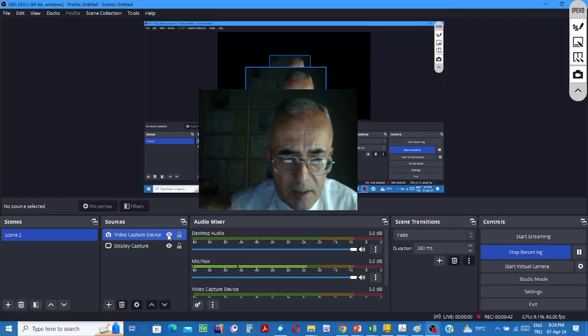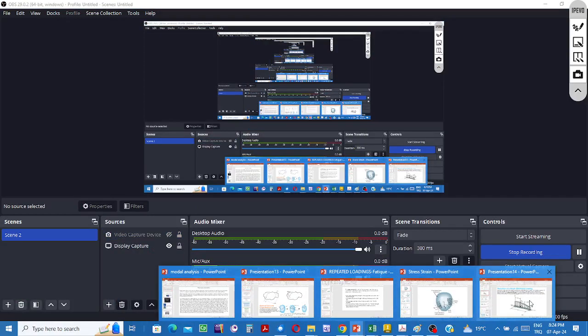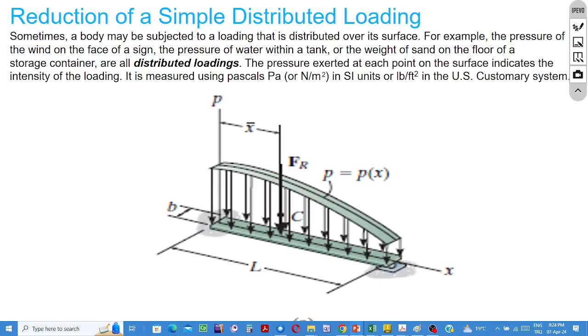It is a common practice to give or to express the distributed load as a function of surface pressure. Instead of giving the load just in force units, it is common practice to express the load as surface pressure.